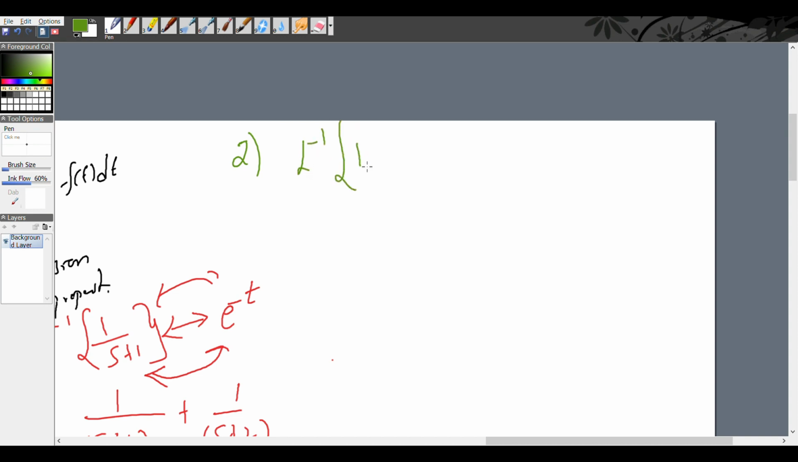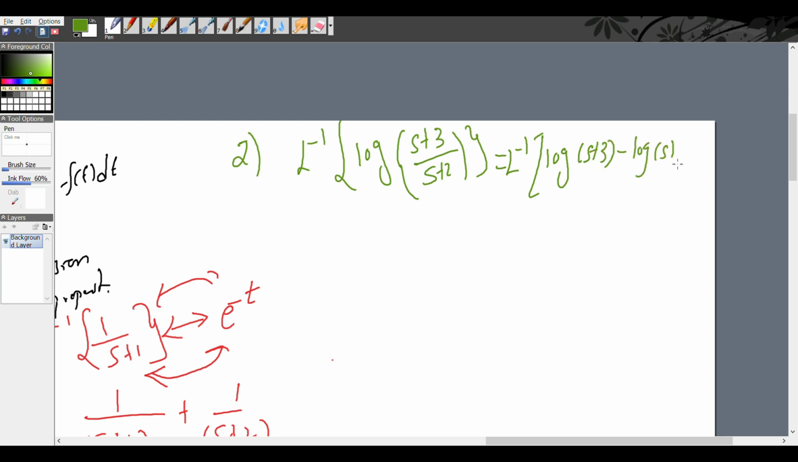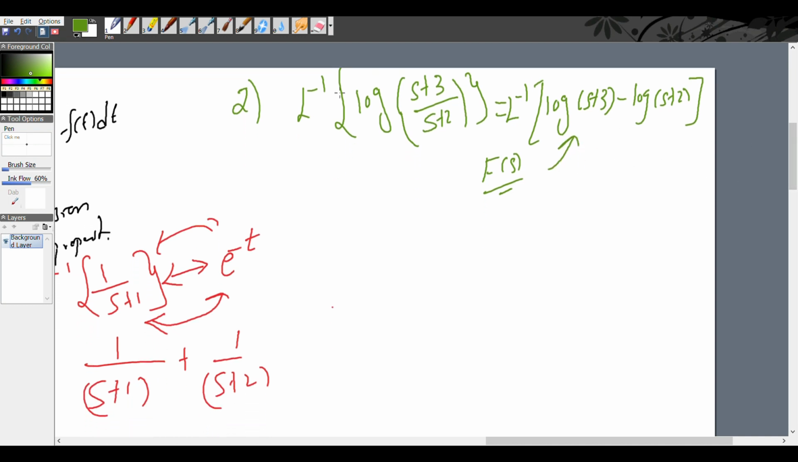L inverse of log of (s plus 3) divided by (s plus 2). You have to find this, right? So log of a by b, how we can write log of a minus log of b. So this particular equation I can very well write like L inverse of log of (s plus 3) minus log of (s plus 2), right? So ഇതിനെ നമ്മൾ f of s കണ്ടുപിടിക്കണം. പക്ഷേ നമ്മൾ ഇതിന്റെ ഈക്വേഷൻസ് എവിടെയും പഠിച്ചിട്ടില്ല. അപ്പോൾ ഇത് ബുദ്ധിമുട്ടാണ്. മനസ്സിലായോ?